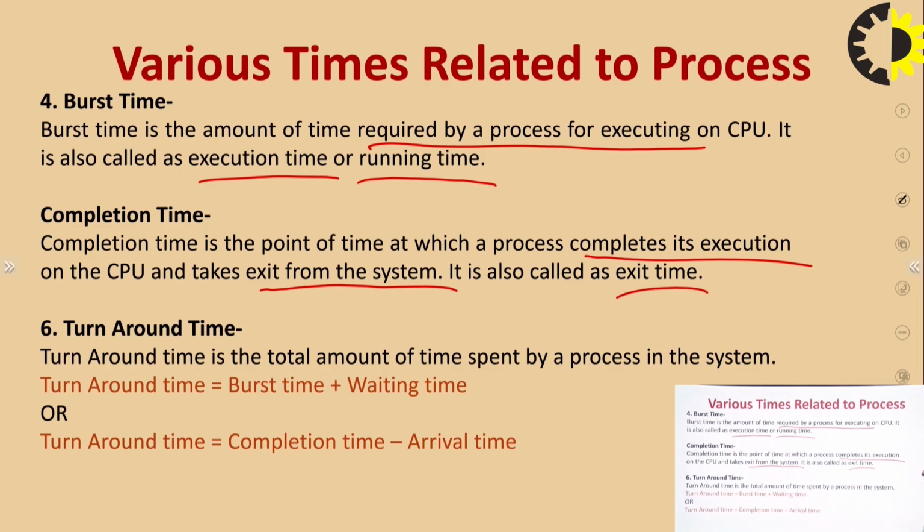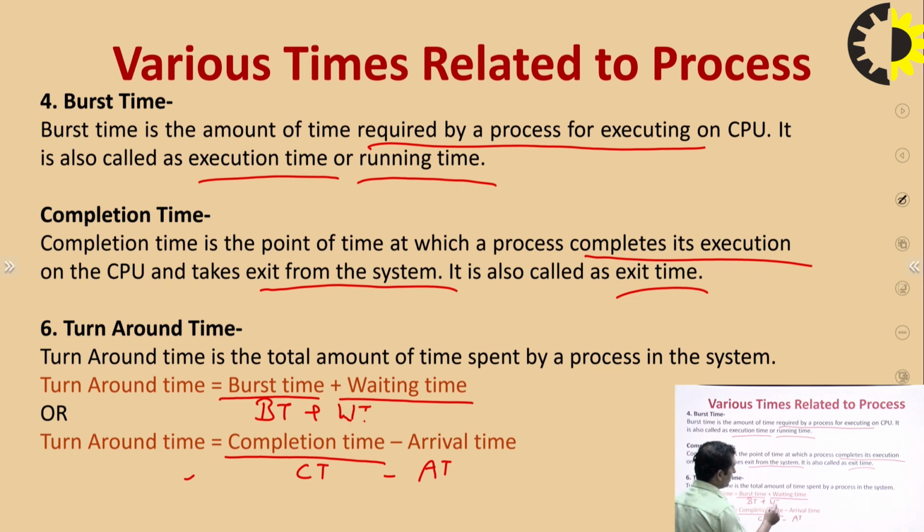Now turnaround time is the total amount of time spent by a process in the system, the time spent for execution and for waiting. So turnaround time is burst time plus waiting time, or we can also calculate it by completion time, CT, minus arrival time, AT. So CT minus AT, or we can use BT plus WT.